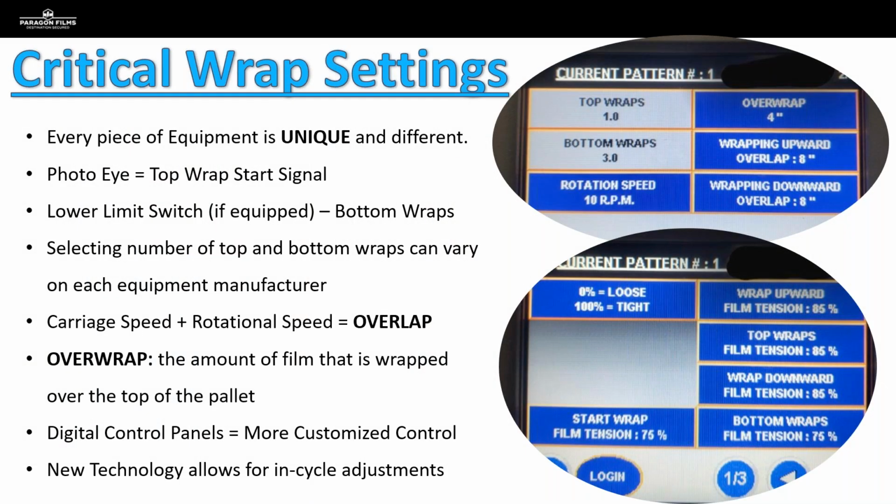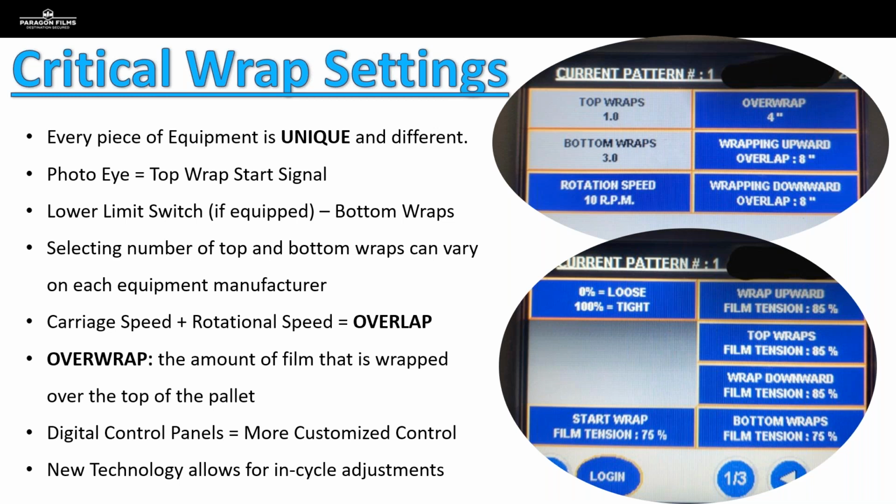So like I said, every piece of equipment here is unique and different, but they all serve and do similar things. It's important to note what exactly changes what and how that impacts containment. So with the photo eye or the lower limit switch, that's what really affects your top wraps and your bottom wraps, right? And it's important to know, especially with the photo eye, we talked about that in part 1, making sure that that is calibrated right.